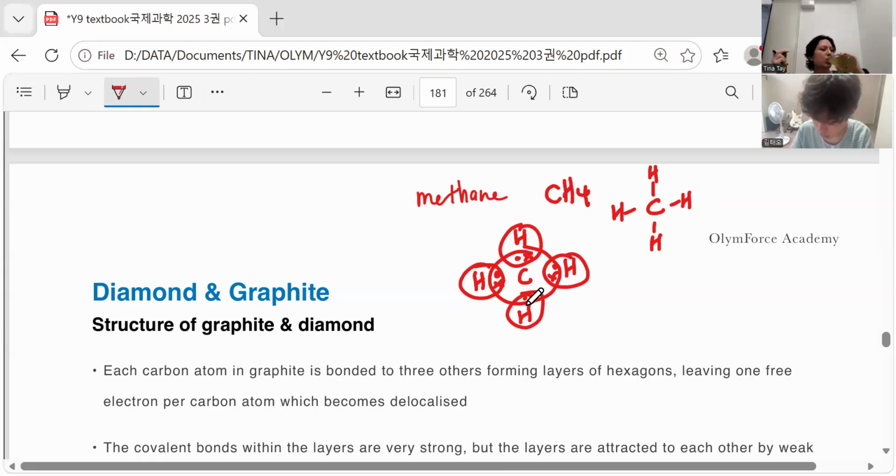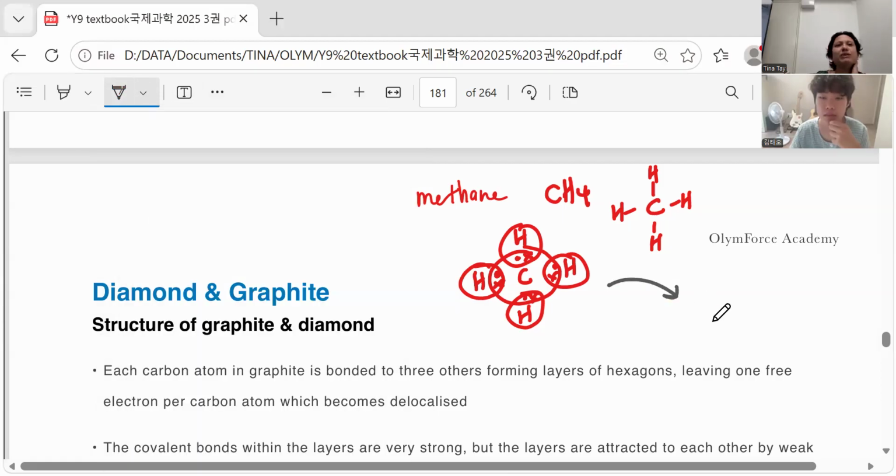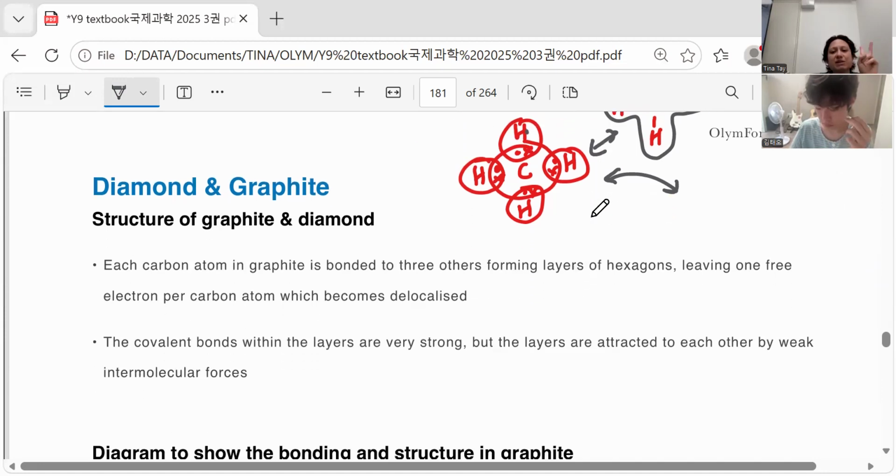Once they finish this, they stop. Does this hydrogen go and bond with another carbon or another hydrogen? No, cannot. Because hydrogen bonds with this, then finish. The only thing you can have between this molecule and this molecule, for example, is the intermolecular forces of attraction. This hydrogen cannot go and have a covalent bond with this hydrogen, right? So it only has intermolecular forces. But giant structure is slightly different.